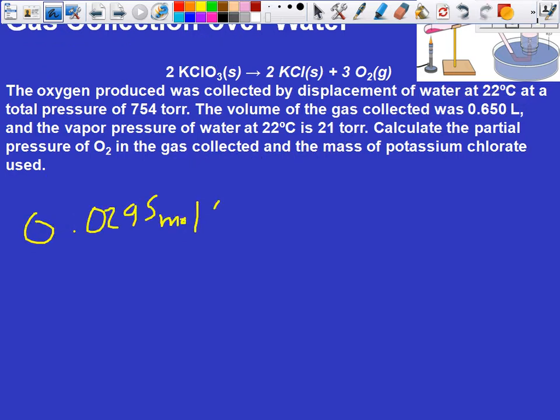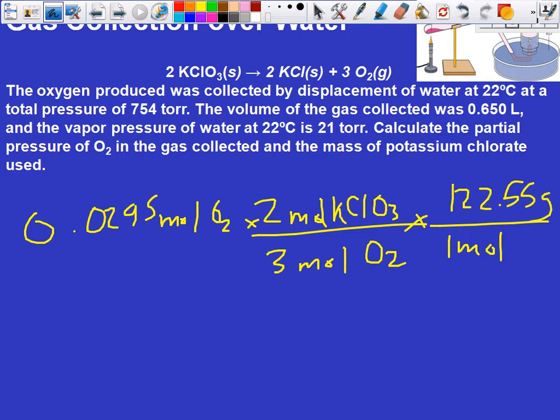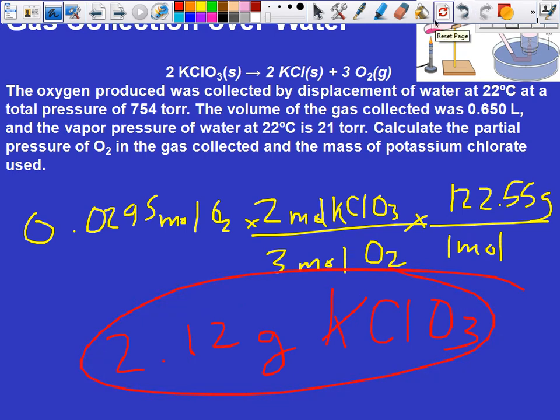0.0259 mole of O2. Where does your mole to mole come from? It's 3 moles of O2 to 2 moles of KClO3. And again, that came from your coefficients. And then in 1 mole of KClO3, the molar mass of that is 122.55 grams. And so the final answer would be 2.12 grams of KClO3. And again, if you didn't get that one, go back and watch it one more time, and hopefully it will make sense to you.